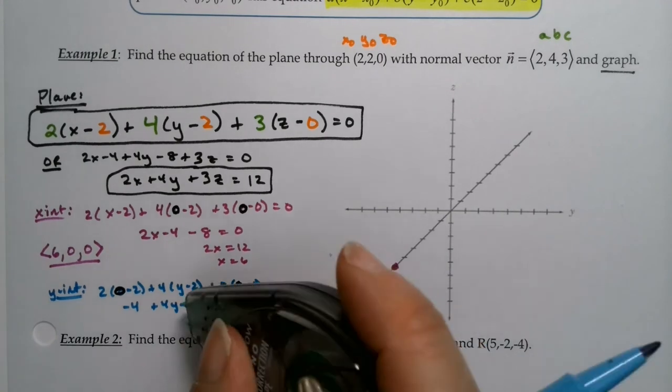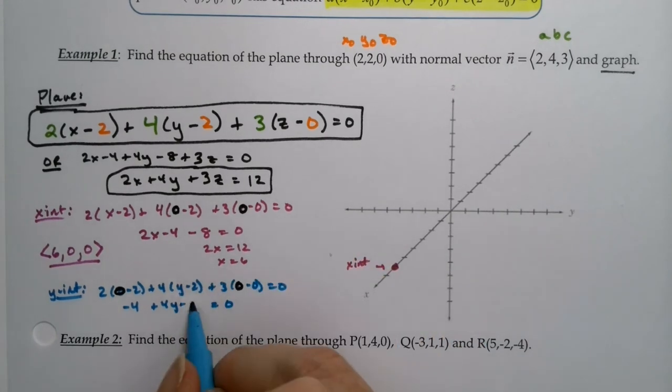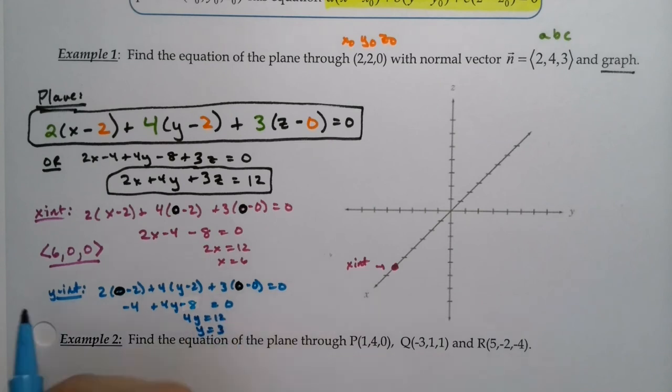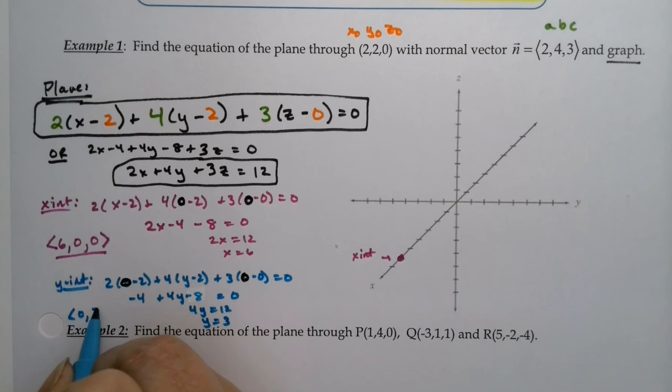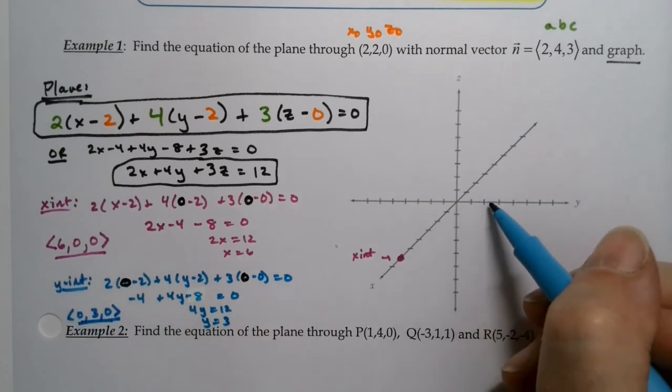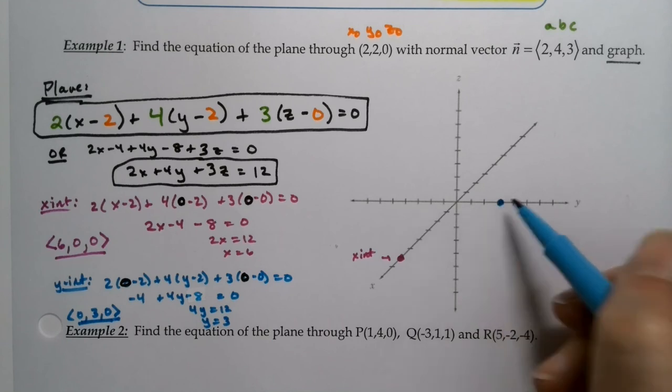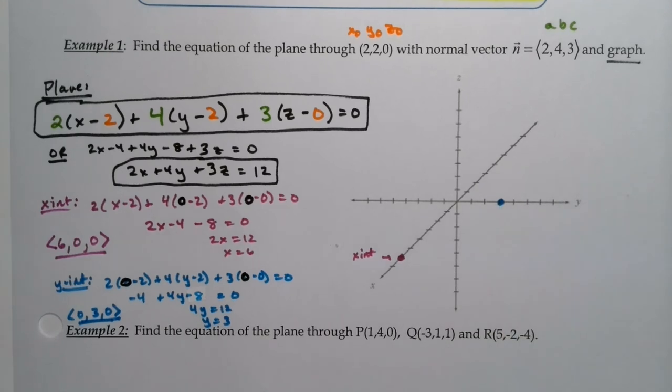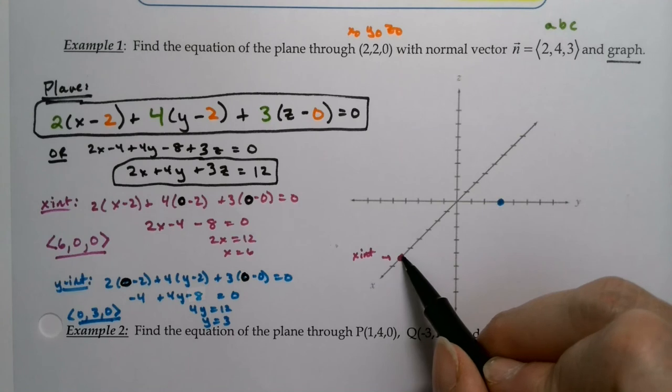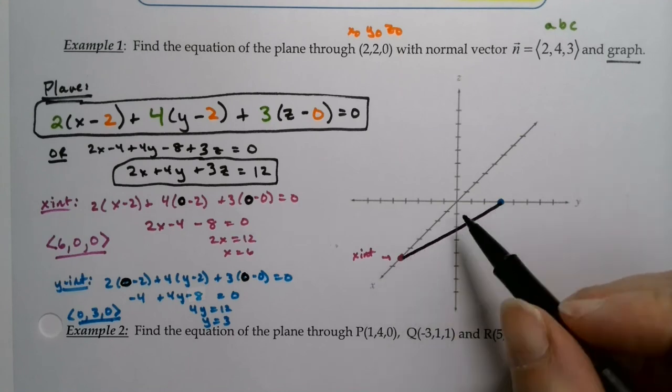Oh, I know what I was doing. It's 8 here, but I was making it 12 in my head because I knew this was going to be 4y equals 12, which is y equals 3. So my y-intercept is 0, 3, 0, right there. So on my y-axis, I'm going to go out to 1, 2, 3. And you can see maybe at this point, you can draw your first trace. There's a trace of your plane.